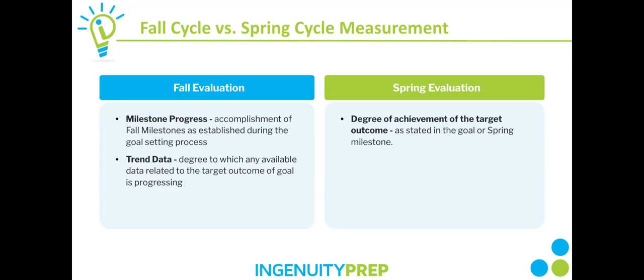Using both milestone progress and trend data gives us a more realistic picture of progress at this early point in the school year. In the spring, goals will be measured against the target outcome as defined in the goal statement or by the spring milestone established at the time of goal setting.